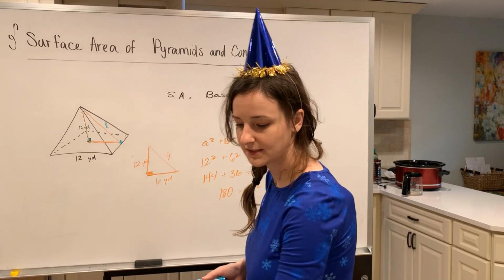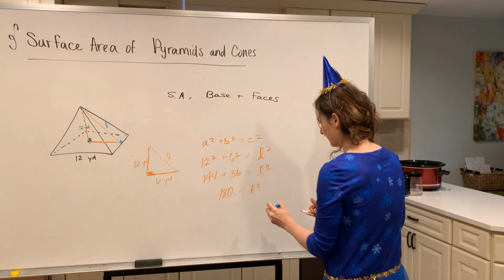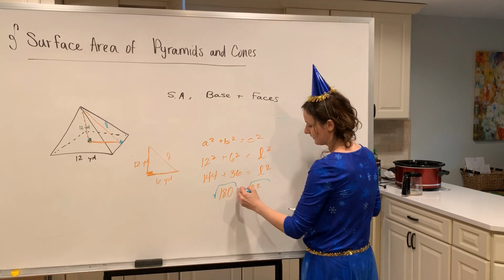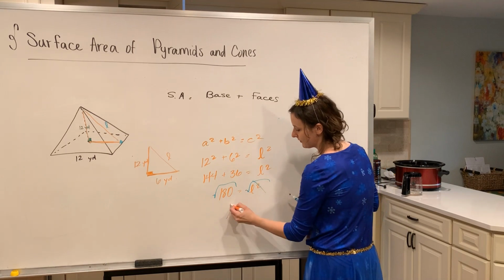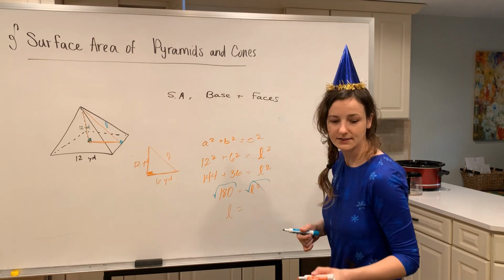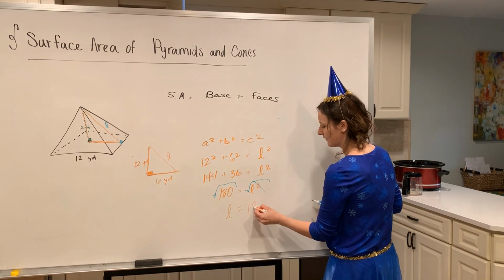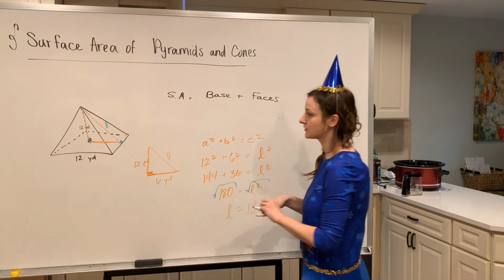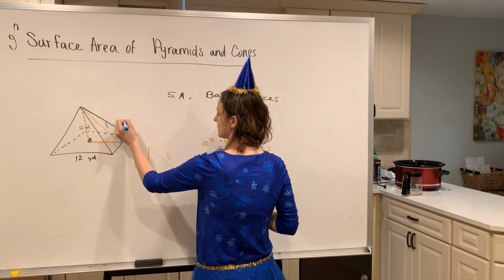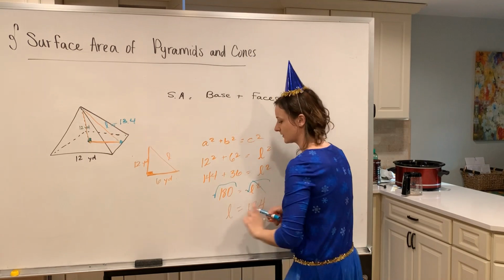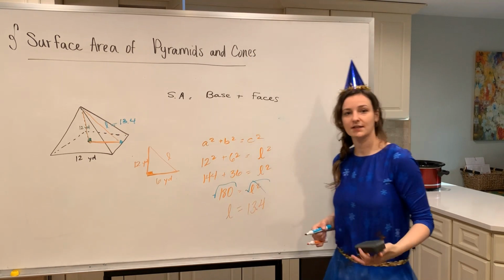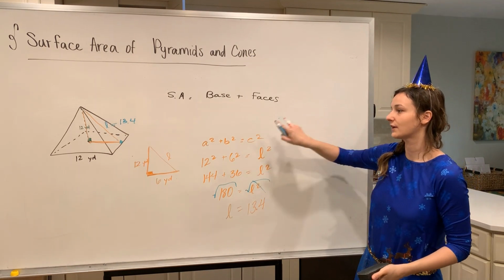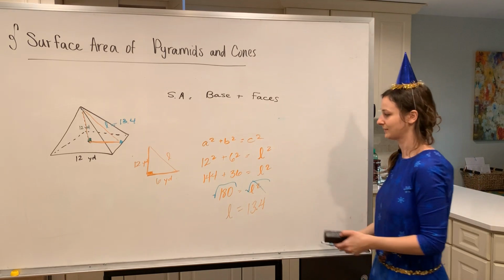So to find L, I take the square root of both sides. Square root, okay? And you'll end up with the lateral height being approximately 13 and 4/10. So you can round to the nearest tenth here. Now I'm going to come over to my picture and plug that in. L is 13 and 4/10. Okay? Now I have the information that I need in order to find the surface area of this pyramid.